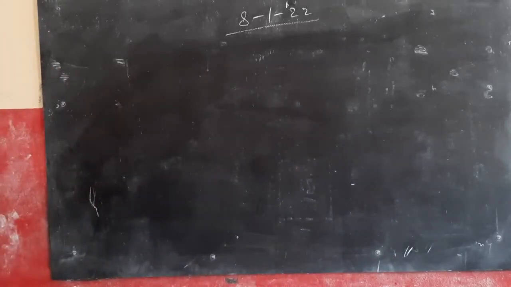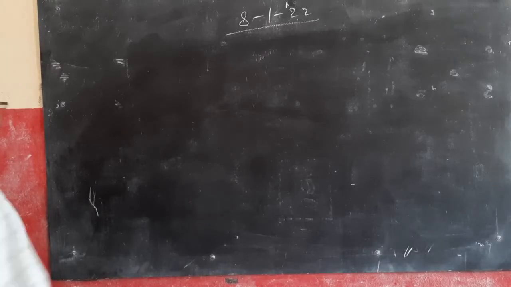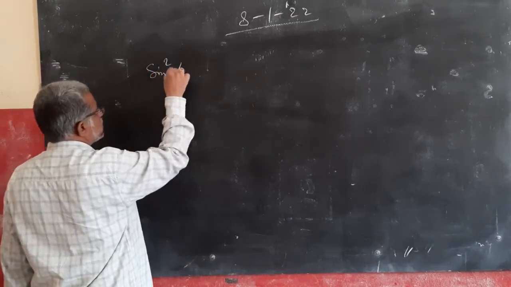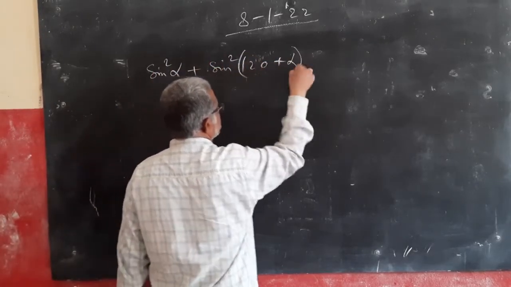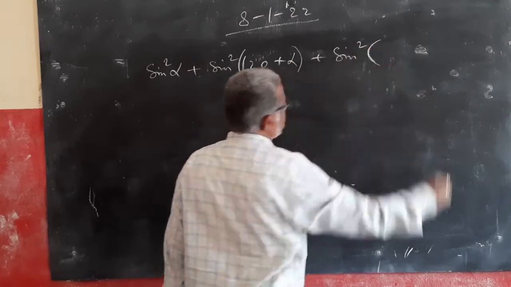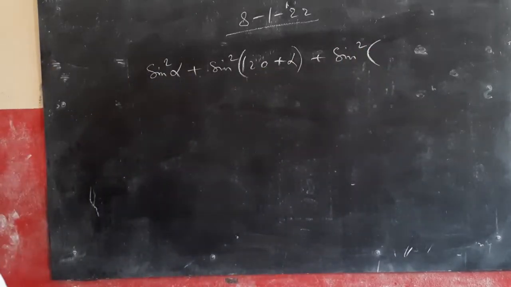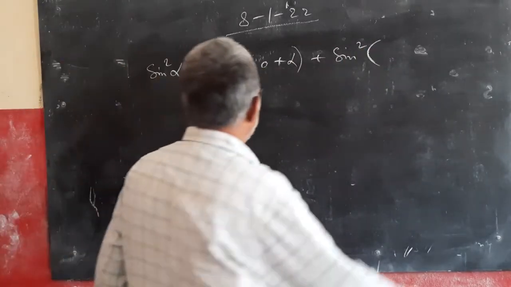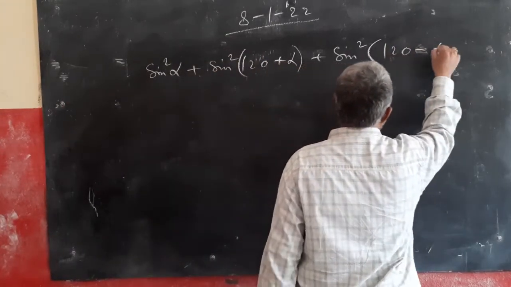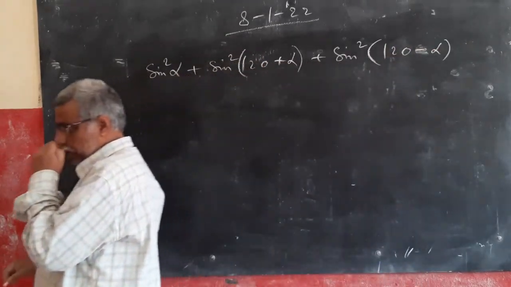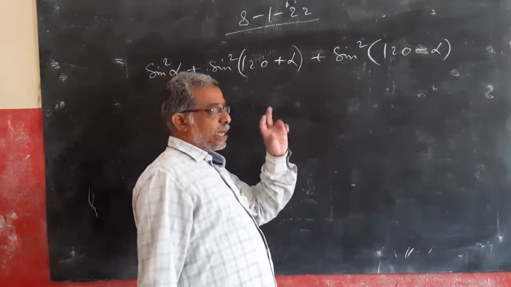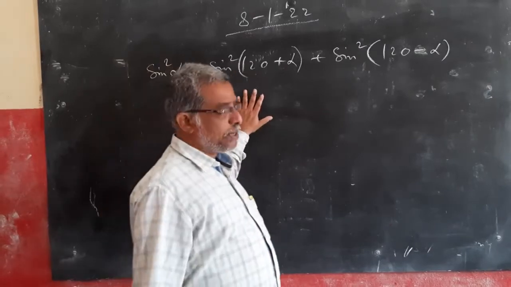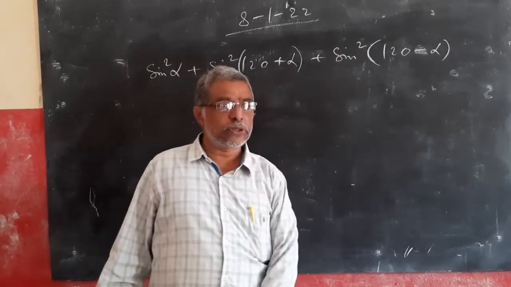Next one is sin square alpha plus sin square of 120 plus alpha plus sin square of 120 minus alpha. We have sin square alpha plus sin square 120 plus alpha plus sin square 120 minus alpha. So there are two ways of doing this: sin of a plus b expanded and whole square, sin of a minus b whole square and expand.